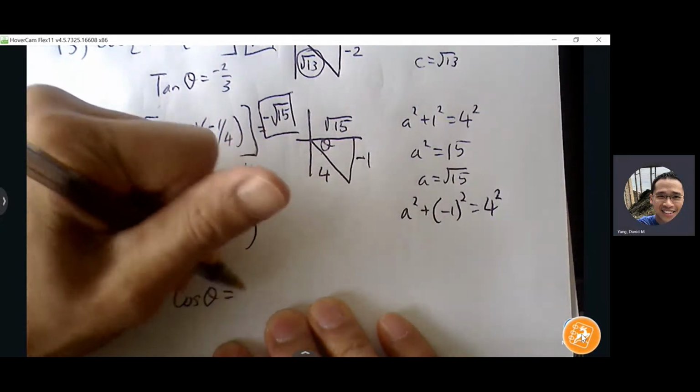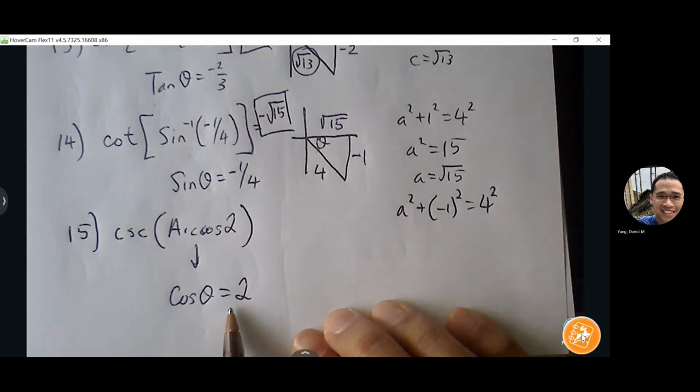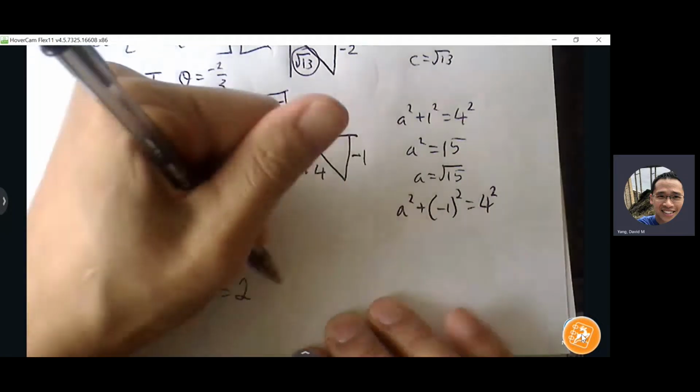Okay, cosine of theta is equal to 2. Is that possible here? Now, your cosine graph is only going to sit between -1 and 1, so this doesn't exist. If this doesn't exist, we can't find something that doesn't exist, so undefined.